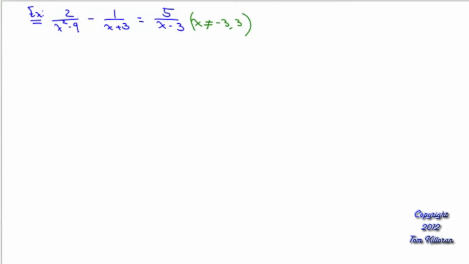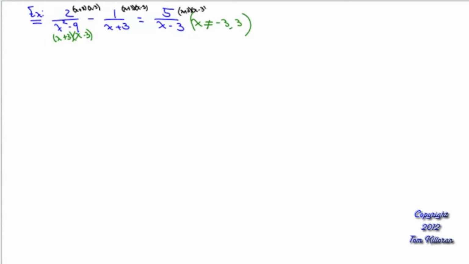All right. Now let's solve the equation. x squared minus 9 factors into (x plus 3)(x minus 3), difference of perfect squares. And to get rid of the fractions, which is our first step, you have to multiply everything by those two. So if I multiply by those two, I'm going to multiply this one by (x plus 3)(x minus 3), and this one by (x plus 3)(x minus 3). I'm just going to distribute it automatically.